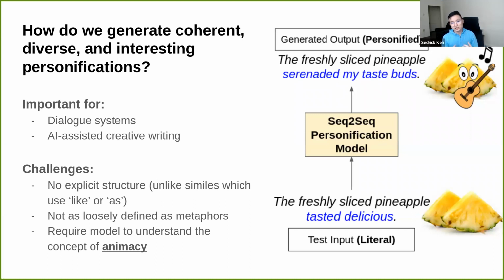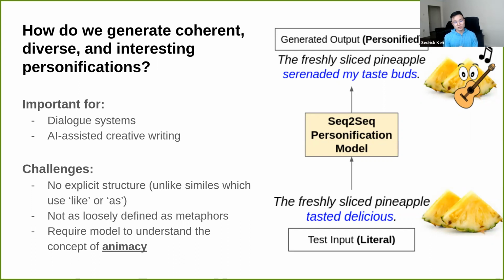Now, personification generation and being able to process personifications is really important for dialogue systems, for us to be able to implement systems which can more effectively process non-literal text as well as generate non-literal text. And this is also very important for AI-assisted creative writing, and it helps people add more flavor to their text. However, generating personifications is a very non-trivial task.